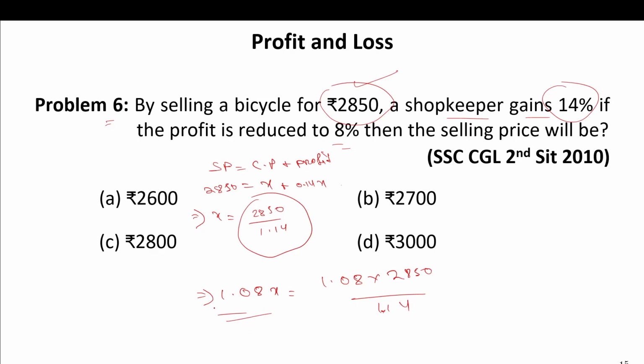So you must be thinking, why have I got 1.08 here? Why did I multiply by 1.08 on both the left hand side and the right hand side? I wanted to evaluate after 8% profit, right? So after 8% profit, my total SP will become SP is equal to x plus 0.08x, which is equal to 1.08x. Okay, so that is why I have multiplied here with 1.08. Okay, so what will be the answer?